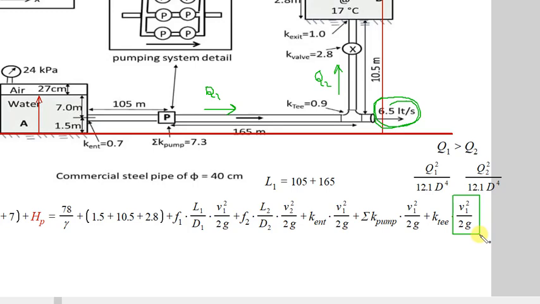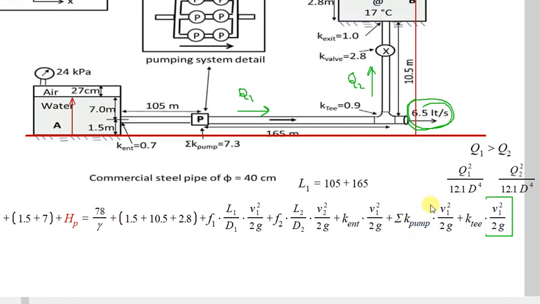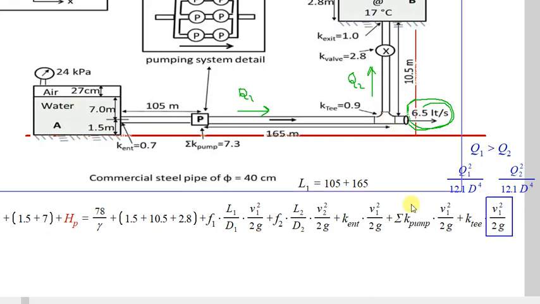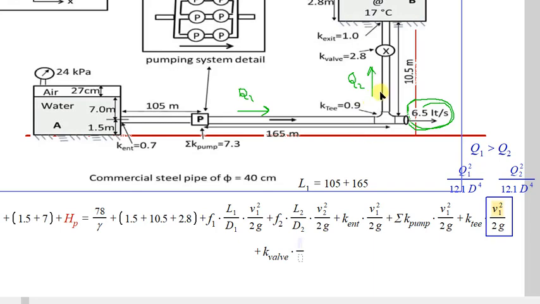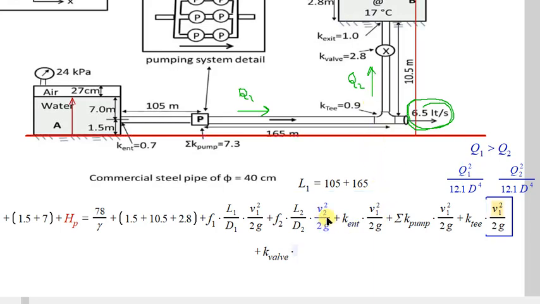This one for this. Anyway, what is next? After the T we have the valve, plus K valve multiplied by velocity 2 squared over 2g, plus K exit multiplied by velocity 2 over 2g.